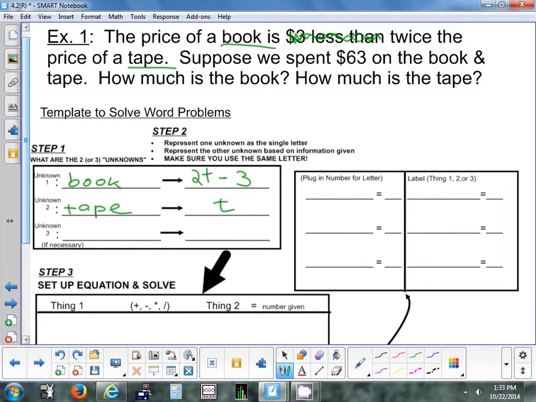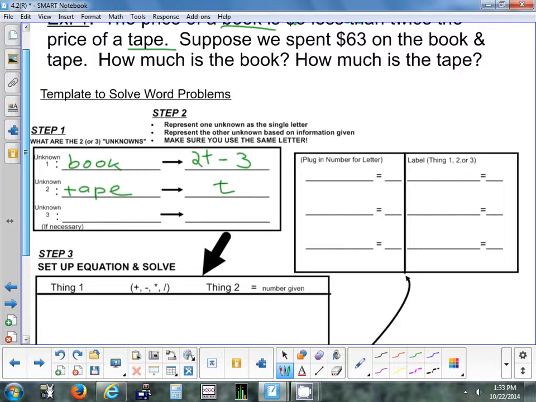Now that's the end of what we knew how to do yesterday. Now we're going to start the new part. For that we need to continue reading the problem. It says we spent $63 on the book and the tape. It's like a total of $63 on both. So we've got to set up an equation involving the price of the book, which is 2T minus 3, the price of a tape, and the 63.